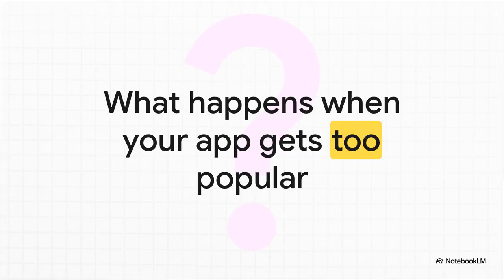Let's dive in. So, picture this. Your app is a huge success. Everybody's using it. Traffic is off the charts, and then it all comes crashing down. You've literally become a victim of your own success. That single server just can't keep up. Well, that is the exact problem load balancing was born to solve. It's really the difference between a viral hit and a complete viral headache.